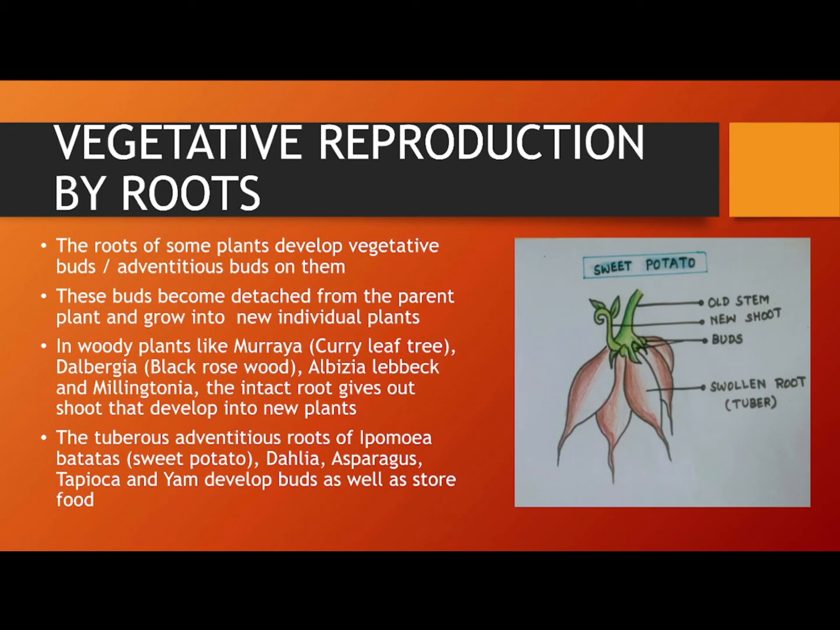So we could give a number of examples here. Woody plants like Murraya, Dalbergia, Albizia lebbeck and Millingtonia develop buds on their roots. These buds develop into leafy shoots which later grow into new plants. Some of the tuberous adventitious roots, that is food storage roots, like Ipomoea batatas, dahlia, asparagus, tapioca and yam, develop buds. At the same time, these roots also store food materials.